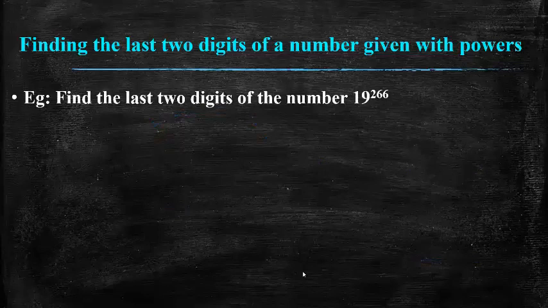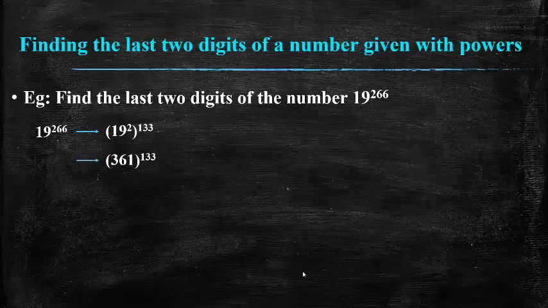The next one is we are going to find the last two digits of the number that is 19 power 266. So here what I'm trying to do is rewriting 19 power 266 as 19 square the whole power 133. So 19 square is pretty simple, that will be 361. So 361 the whole power 133.